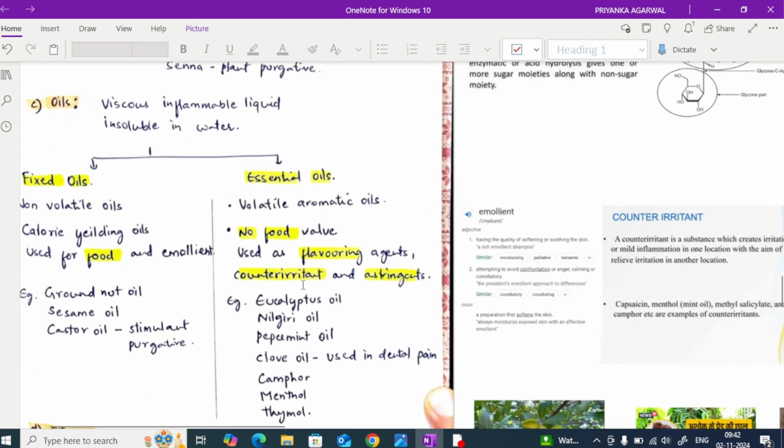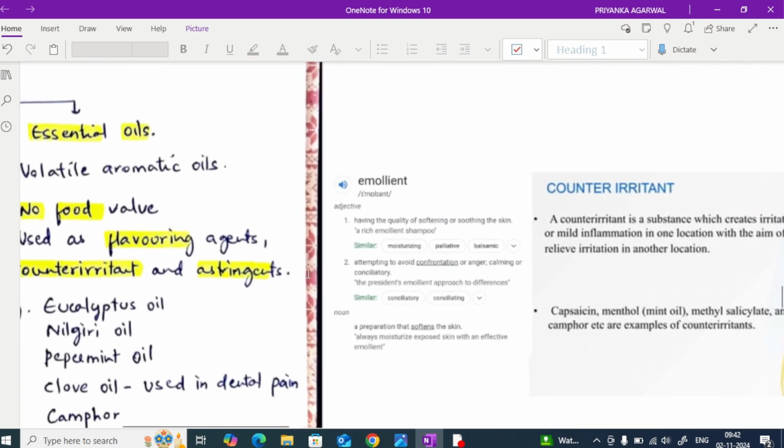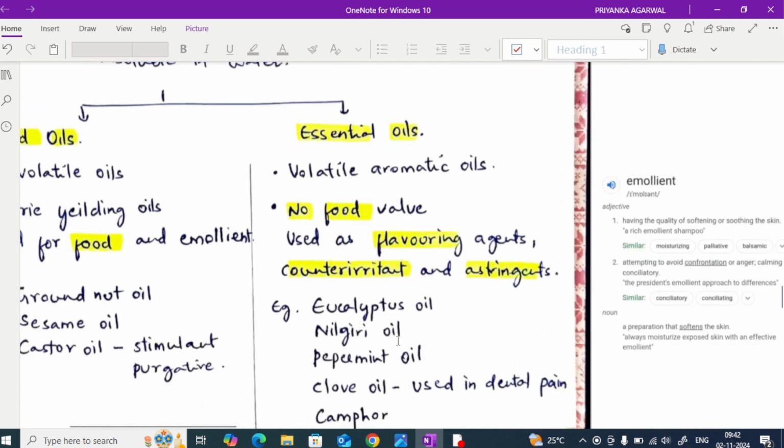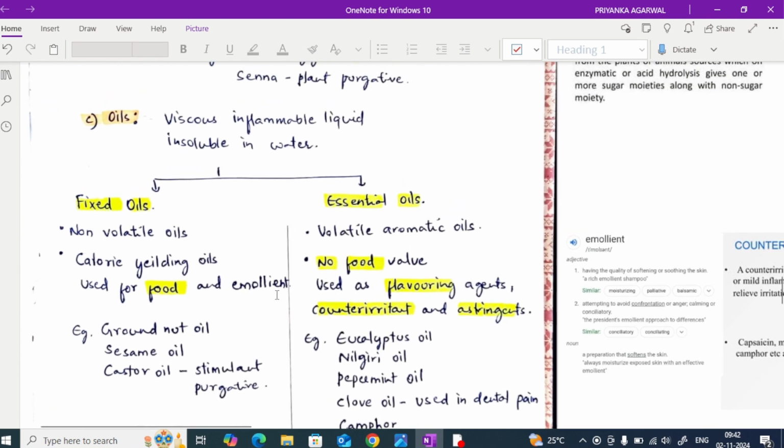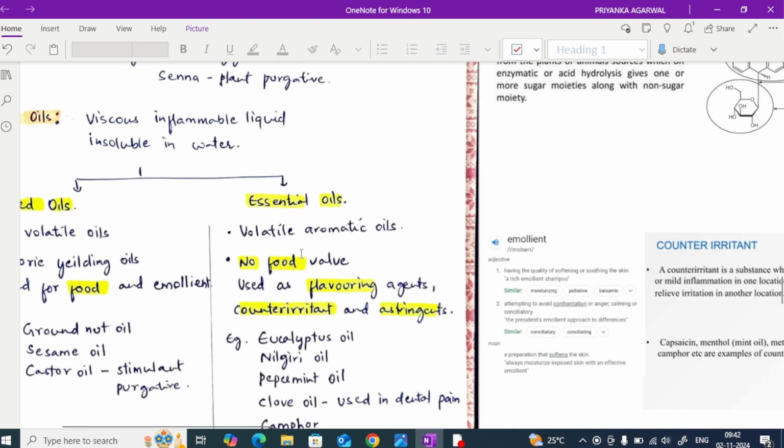Emollient is something that softens the skin. Okay, so it acts as a moisturizer for the skin. So we generally use coconut oil and sesame oil as a moisturizer, right? So that is the emollient. Now essential oils, so they are volatile, meaning they vaporize, and they are aromatic, meaning they have a good smell. So they are volatile aromatic oils. They do not have any food value, but they are used as flavoring agents, counter irritants and astringents.